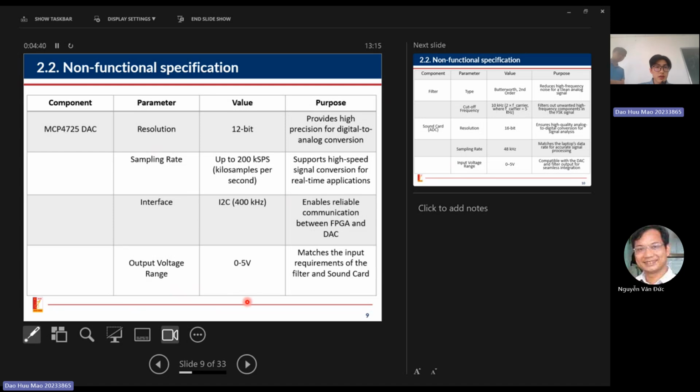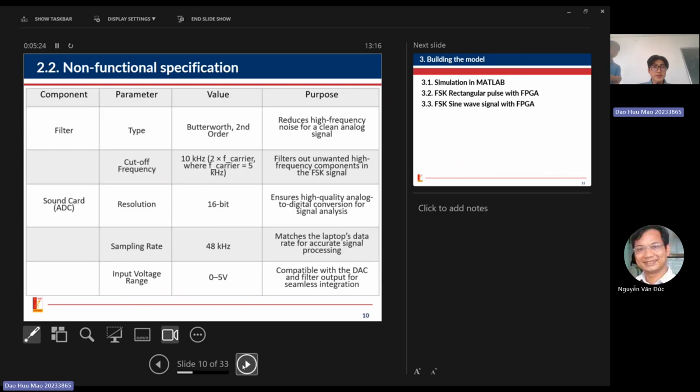And about the DAC, the value for resolution is 12 bits to provide high precision for digital to analog conversion, and sample rate up to 200 kSPS, kilo samples per second, to support high-speed signal conversion for real-time applications, and the I2C interface is 400 kHz to enable reliable communication between FPGA and DAC, and the output voltage ranges from 0 to 5 volts to match the input requirements of the filter and sound card.